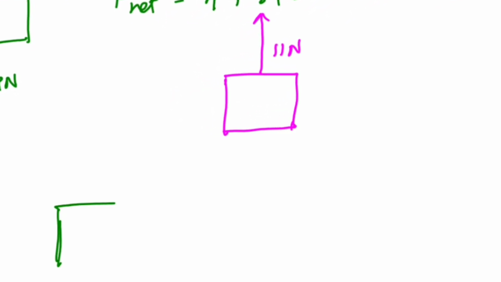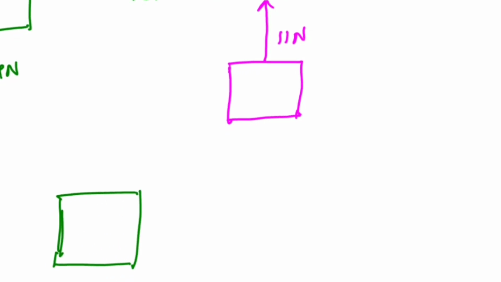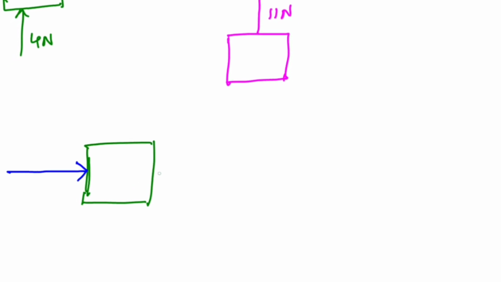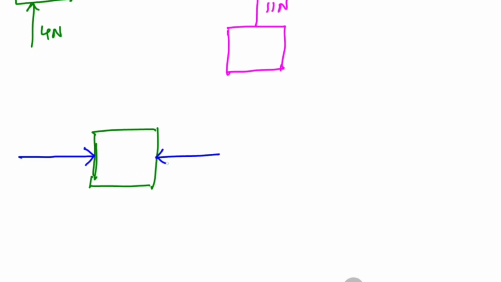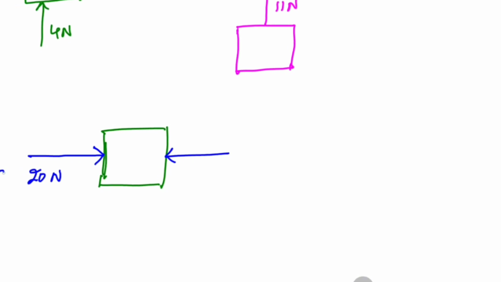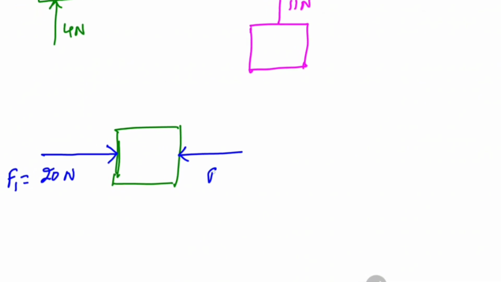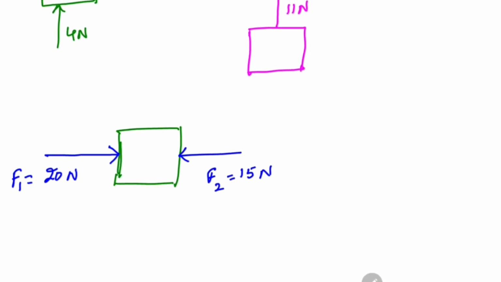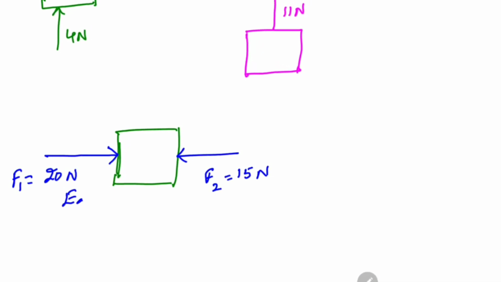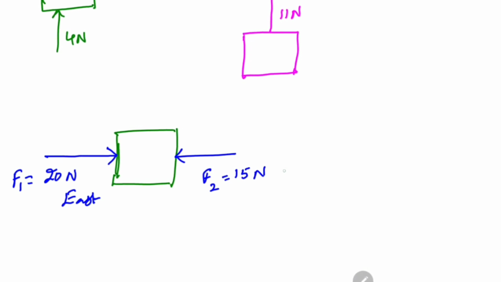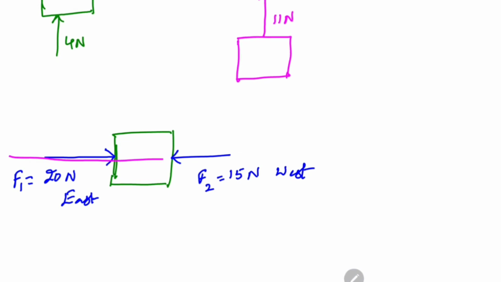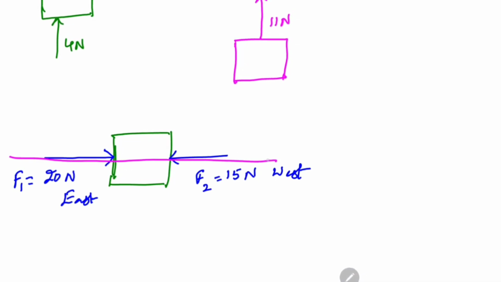Suppose this is an object. On this object, now two forces are acting in the same line. They are acting in the same line, but in opposite direction. Let me take this as F1 force, which is 20 Newton, and F2 force, which is 50 Newton. F1 is acting in the direction of east, F2 is acting in the direction of west. Both are acting along the same line, but they are in opposite direction.